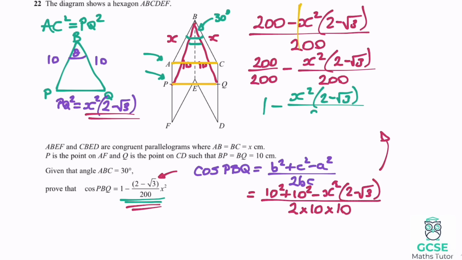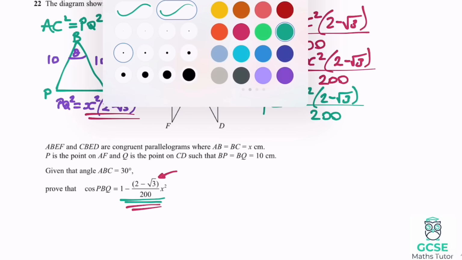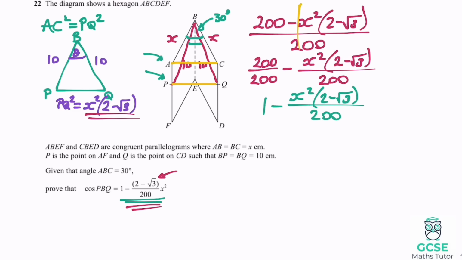So we're almost there. 200 over 200 is 1 minus x squared brackets 2 minus root 3 all over 200. I'm going to get rid of the rest of this now, just leaving us with our final answer here. Let's get rid of all of that. So if you have a look, it's almost matching, but we've got the x squared sitting on the outside. So rather than having it on the top, they're just saying we're multiplying that fraction by x squared, and that's fine just to drop that x squared on the outside. So to finish this off, it's just writing it in a different way.